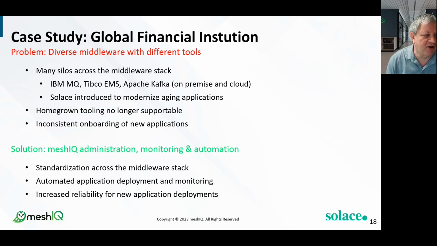So they brought in the meshIQ solution to do administration, monitoring, and automation, and that allowed them to standardize across their middleware stack, to automate the application deployment and the out-of-the-box monitoring, and that, of course, led to reliable applications.